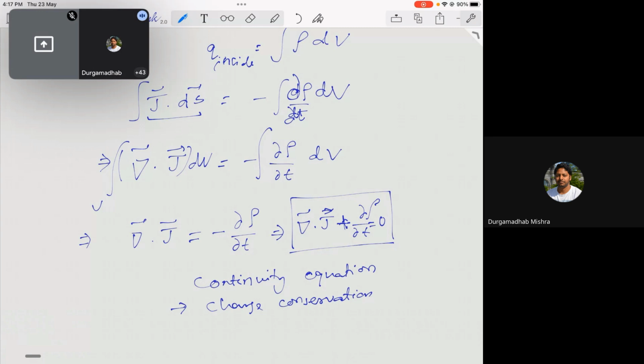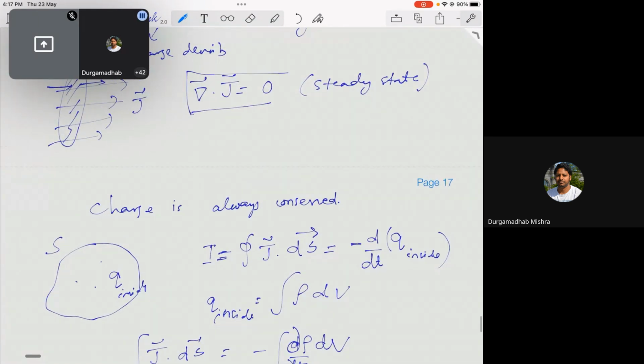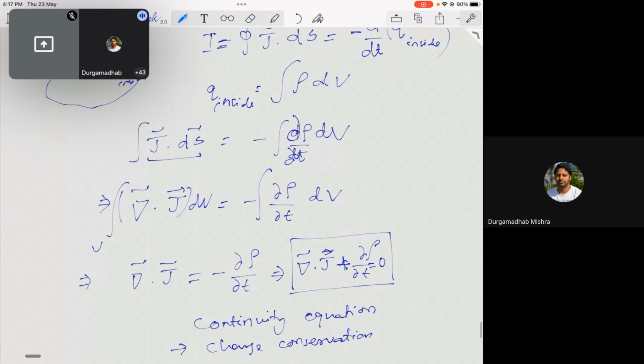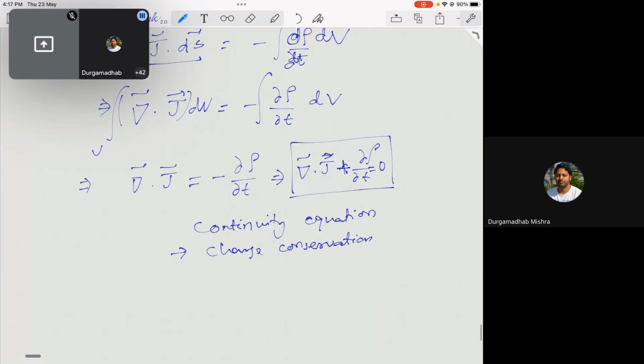But in the case of steady state, as I said earlier, del dot J should be 0. Why? Because in steady state, rho is independent of time. It is the same everywhere, so the partial derivative with respect to time doesn't change, and that's why del dot J will be 0. This is something we need now to build up our understanding of magnetostatics.